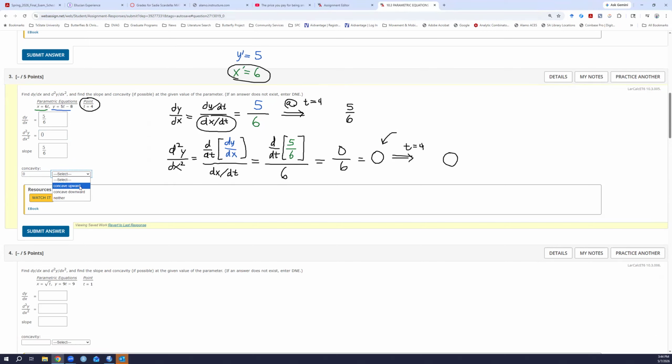And let's see what this is asking. It's saying, is this concave upward, concave downward, or neither? And so if we have 0, that is neither positive nor negative. So we cannot say it's concave up. We cannot say it's concave down. That's going to be neither. We'll submit our answers and we'll see what WebAssign tells us.